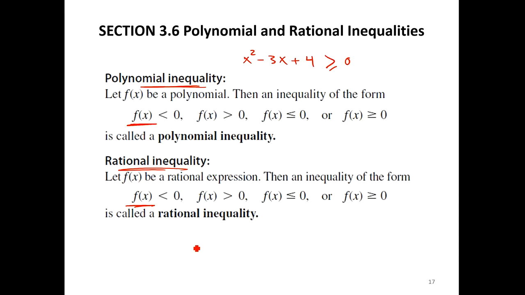If we have 3x to the power 4 minus 2x over x plus 1 less than or equal to 0, this is called a rational inequality, because we have a numerator and denominator. So we have an inequality sign and a rational expression with numerator and denominator. This is a rational inequality.